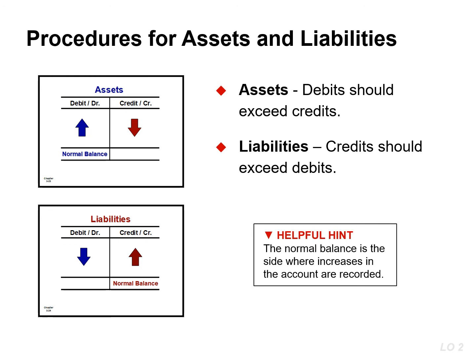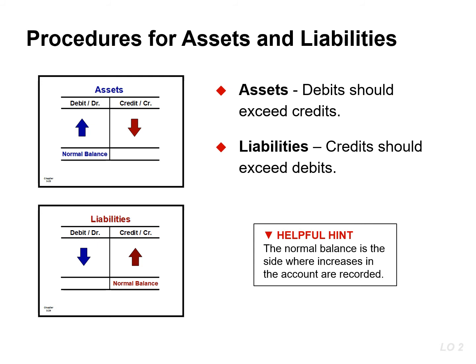Asset accounts normally show debit balances, and liability accounts normally show credit balances. Knowing which is the normal balance in an account may help you when you're trying to identify errors. For example, a credit balance in an asset account such as land, or a debit balance in a liability account such as accounts payable, usually indicates errors in recording.